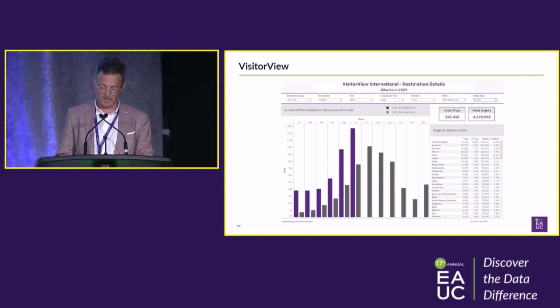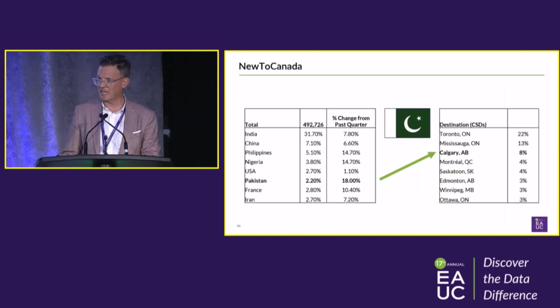And once we've defined the origin and destination of the visitors, we can shed light on their shopping and activity preferences via links to other EA databases, including Prism. So we've looked at visiting. Let's look at settling in Canada.